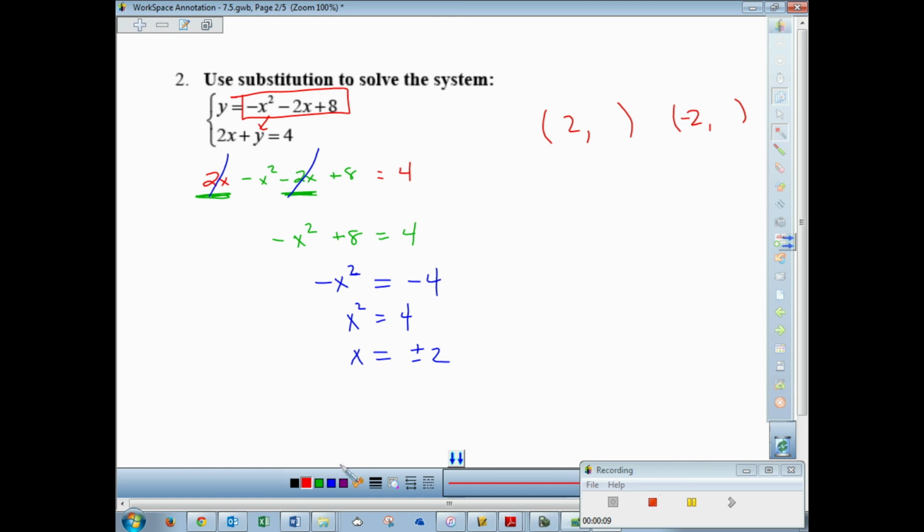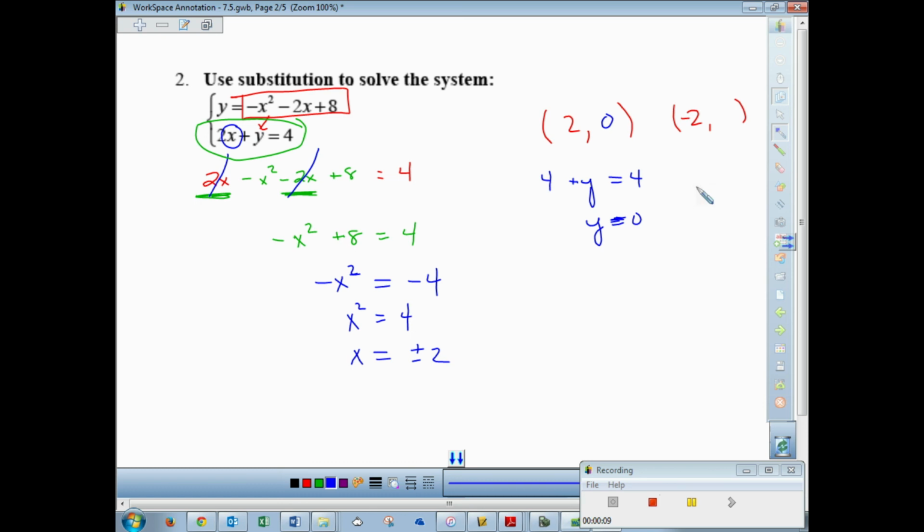And now I'll substitute back in. I would probably go into this guy right here, to be quite honest with you. It's much easier. If I put 2 in for x, I would get, I'll just do the work right below this or whatever, 4 plus y equals 4. And I put 2 in for x right here. Right? Subtract 4 from both sides, y equaled 0. Not -0, that just says 0.